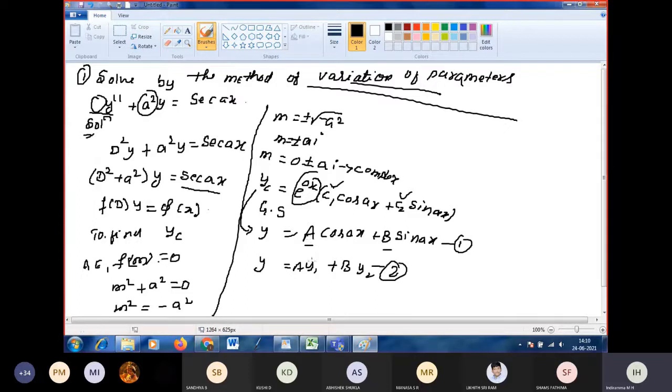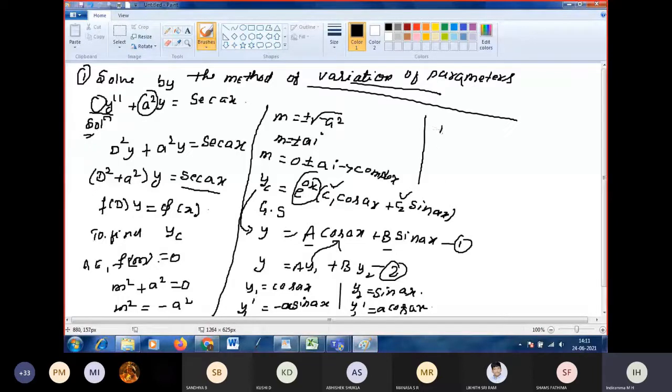So comparing this, what is y1? Cos ax. What is y2? Sin ax. So I want y1 dash and y2 dash to find W. What is y1 dash? Minus a sin ax. Differentiation. What is y2 dash? a cos ax.